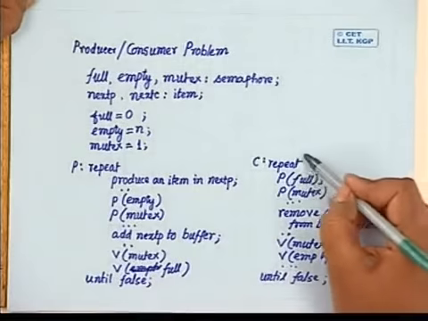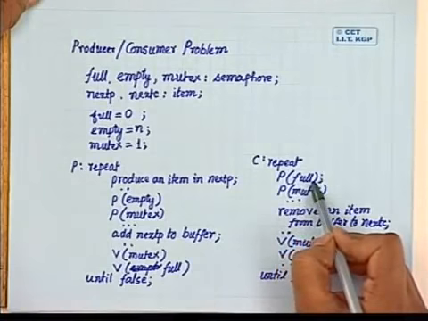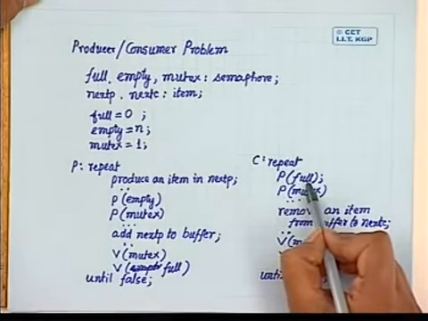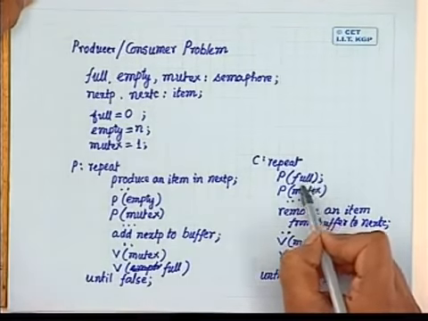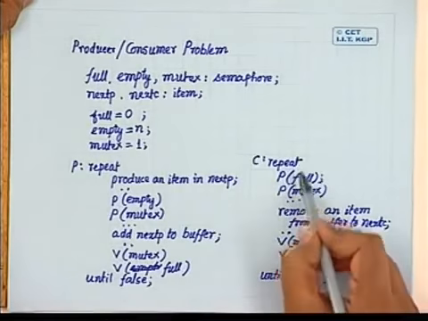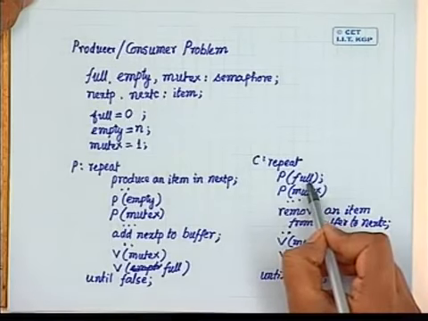Similarly, the consumer process has to perform the P full operation, because if the integer value of this variable full is less than 0, that indicates that there is no element in the buffer to be consumed. So the consumer process has to be blocked. So it performs the P full operation.